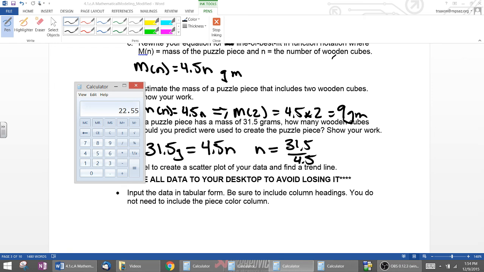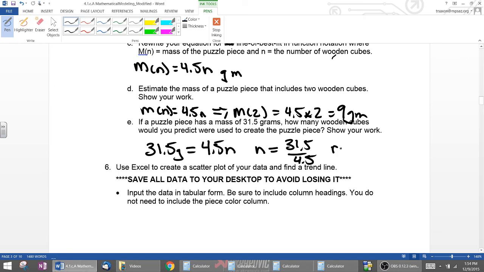Realize you're going to have to round this to the nearest puzzle piece, because you can't have fractional puzzle pieces. And you ask yourself, why would that be inaccurate? It could be several factors. Maybe not all your puzzle pieces are exactly the same. Maybe they're not all exactly the same density. Or perhaps you've got glue added into the puzzle that you're not accounting for.